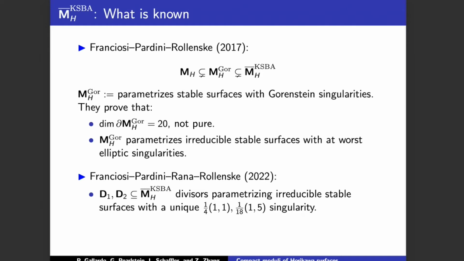In some sense, our results, which I will state in the next slide, are complementary to this work, in the sense that we were able to identify other boundary divisors which are different from the ones studied by Franciosi, Pardini, Rana, and Rollenske. So I am ready to state the main results. I'll make a small pause in case there's anything you want to ask me.